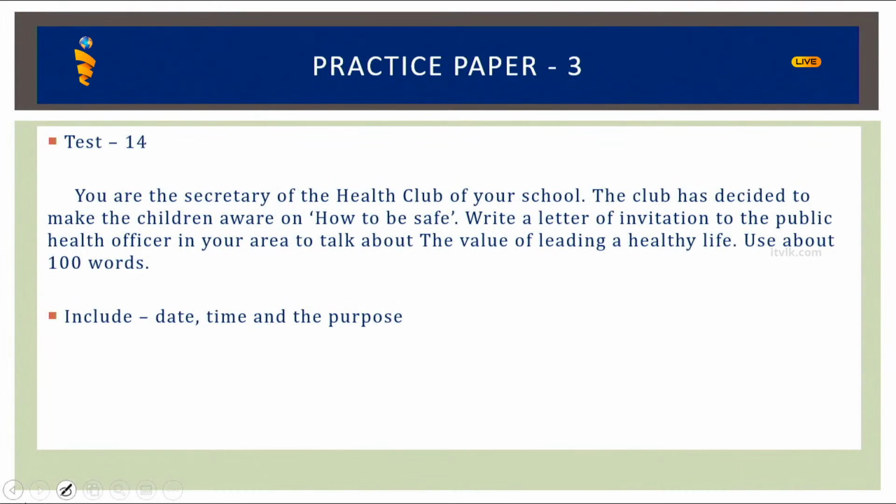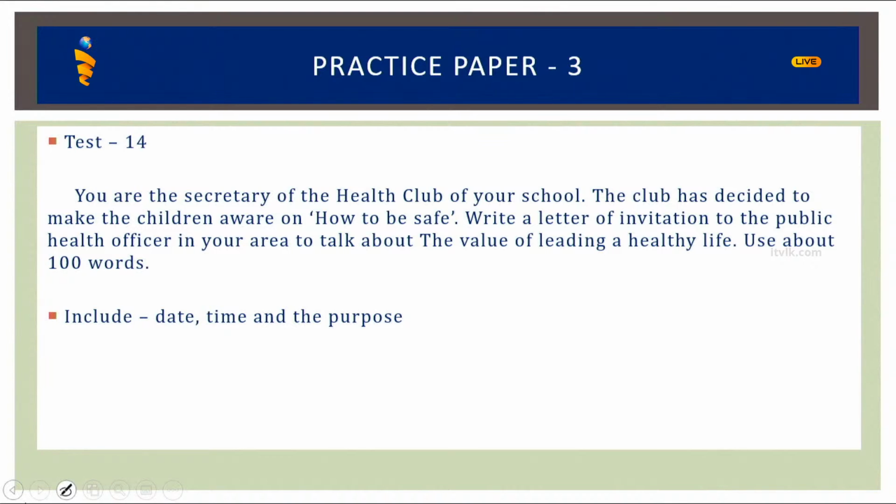Okay. Now children, let's move on to test number 14 in your practice paper. You are the secretary of the health club of your school. The club has decided to make the children aware on how to be safe. Write a letter of invitation to the public health officer in your area to talk about the value of leading a healthy life. Timely topic. It's very important. Use about 100 words.